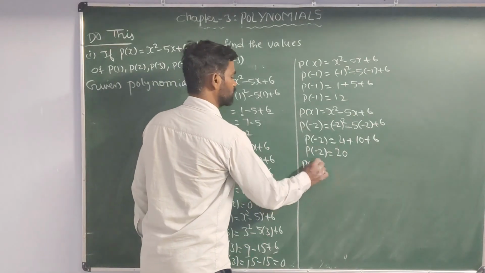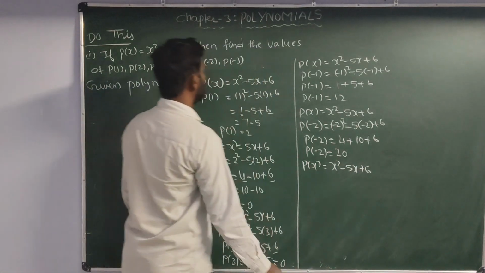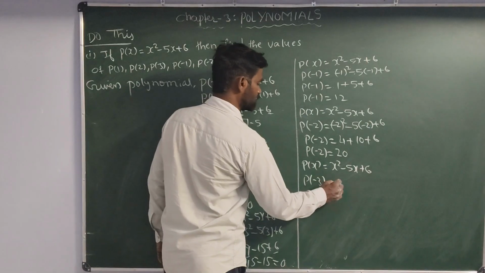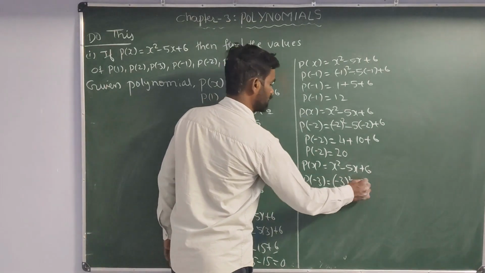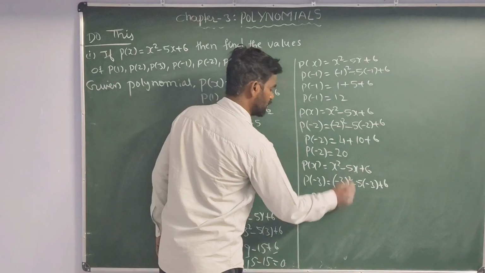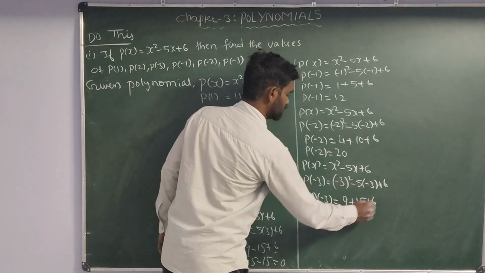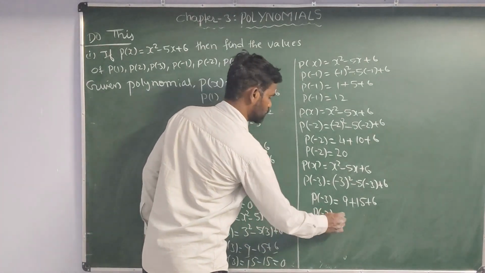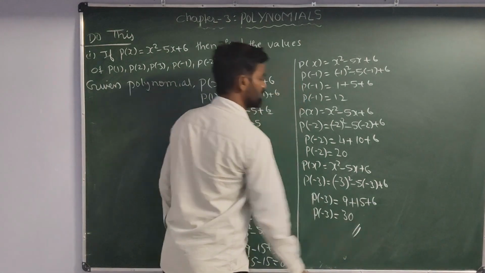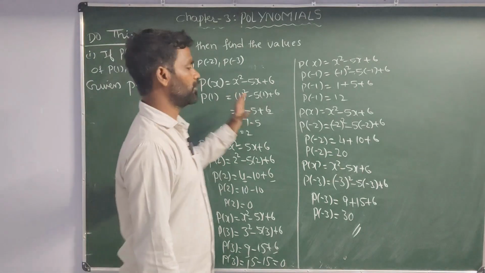Next, P of x is equal to given polynomial x square minus 5x plus 6. Okay. Now, which value we have to find? P of minus 3. That is P of minus 3 is equal to minus 3 square minus 5 into minus 3 plus 6. P of minus 3 is equal to minus 3 square is 9. Minus into minus plus 5 3s are 15 plus 6. So P of minus 3 is equal to 9 plus 6 it is 15. 15 plus 15 is 30. So this is the way of finding the values of the given polynomial.